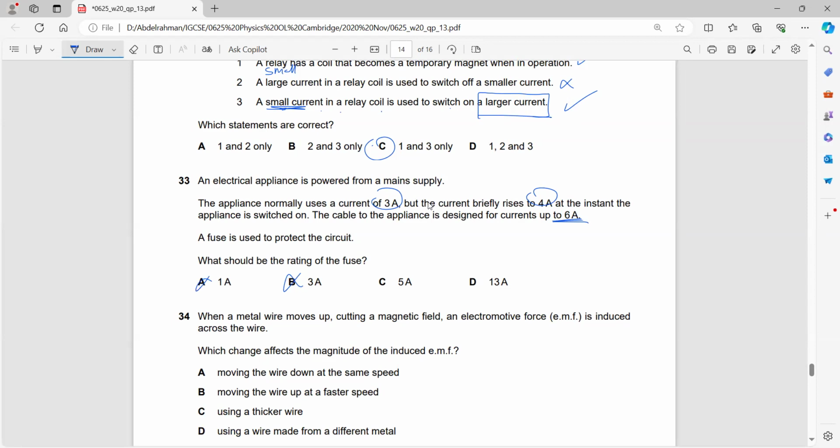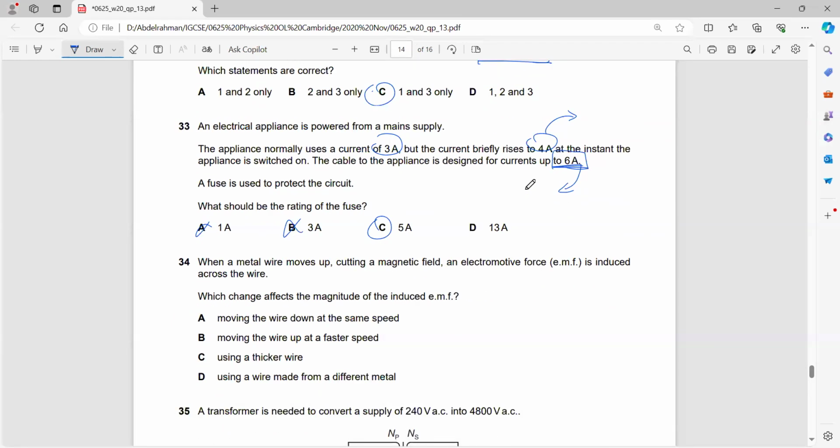You cannot use 3 or 1, and the cable can withstand up to 6 amperes. So the fuse must be greater than 4 and less than 6, which would be 5.